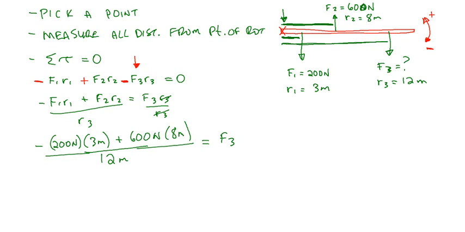I'll get you a number real quick here. Negative 200 times 3 plus 600 times 8. Close that up in parentheses, divide the whole thing by 12. I need 350 newtons right there to make this thing balance. Okay? That would keep it static.